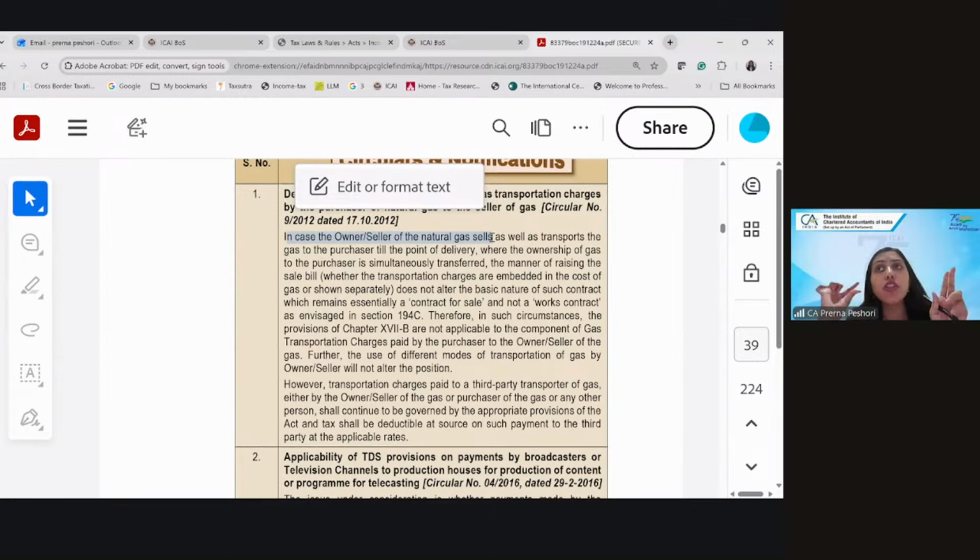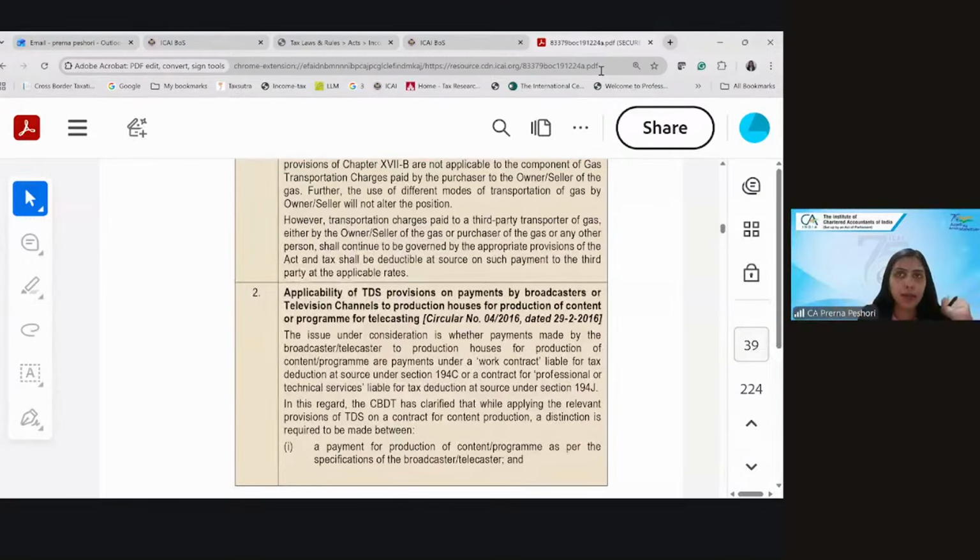However, if the transportation charges are paid to a third party transporter of gas, either by the owner or by the purchaser, then the TDS will be applicable. However, in that particular case, if he owns less than 10 goods carriages, then the TDS will not be applicable. Are we clear?